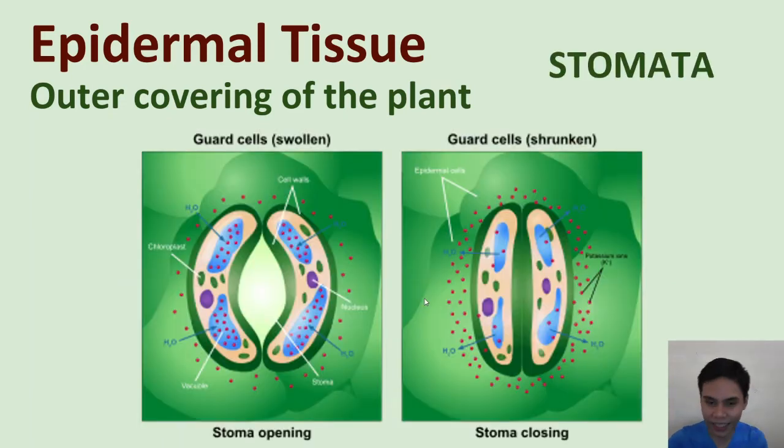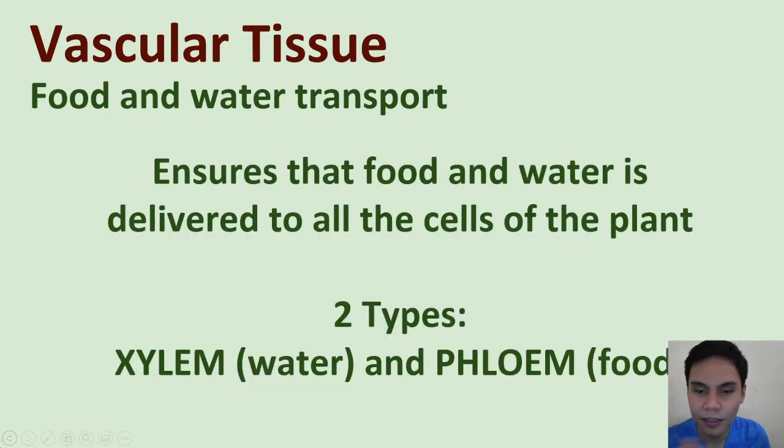When your guard cells are swollen, when they have lots of water, it's open. That allows it to exchange water with the environment. So it can allow water to go out. And when there's not enough water, your guard cells shrink and close the pore of the stomata. So there are many other factors that can determine the opening and closing of stomata, but mostly it's determined by the water levels in your guard cells.